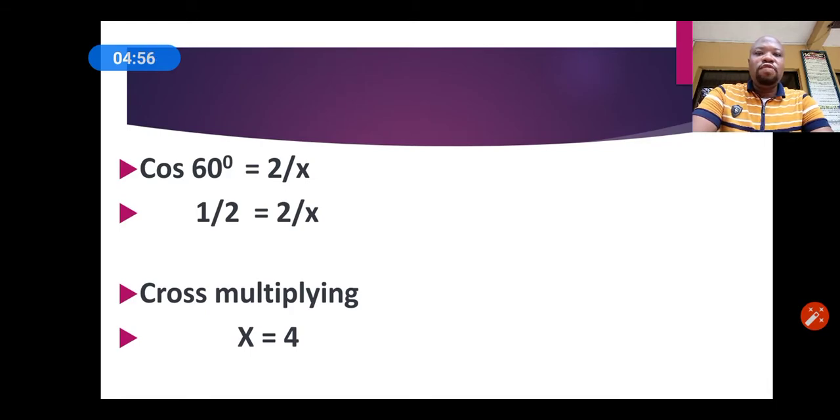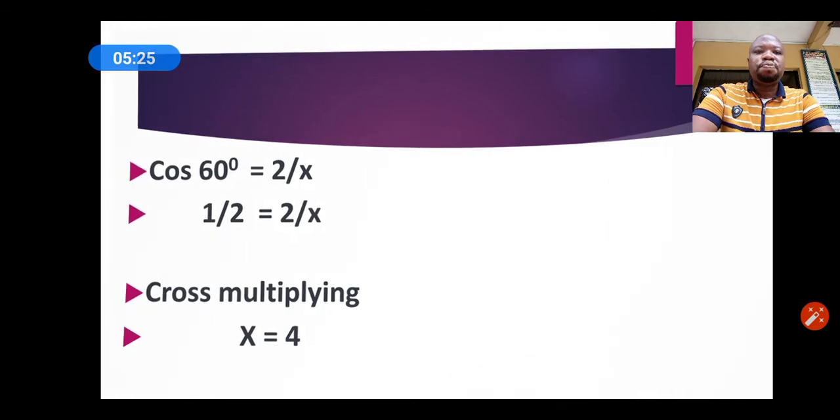The cosine of the angle, which is 60 degrees, will be the adjacent of that triangle, which is 2, all over the hypotenuse, which is the side we are looking for, X. Of course, from the earlier table, you would observe that cos 60 degrees is 1 over 2, so that value will be equal to 2 all over X. If you cross multiply that, you are going to have X being equal to 4.